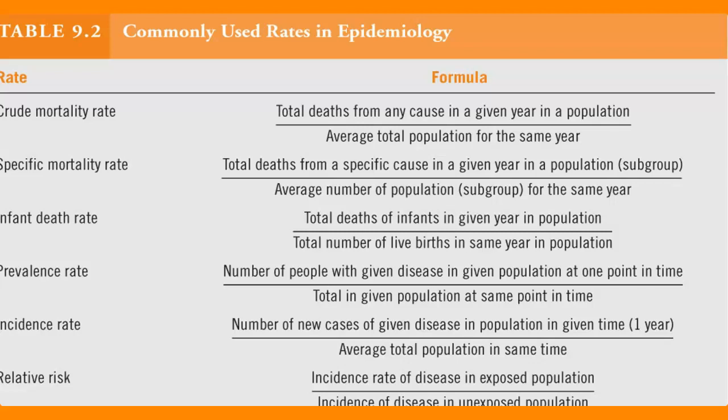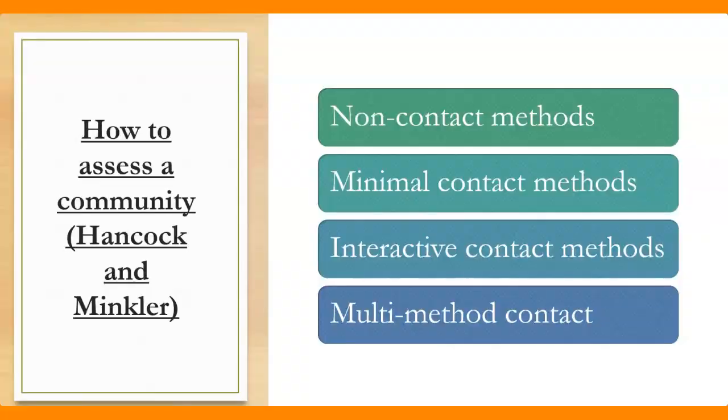Prevalence rate: this is the number of people with a given disease in the population at one point in time, and the total in the given population at the same point in time. Incidence rate: these are the new cases of a given disease in a given time, maybe looking at that specific one year, and the average total population at the same time. And relative risk: this is the incidence of the disease in an exposed population, and the incidence of disease in an unexposed population.